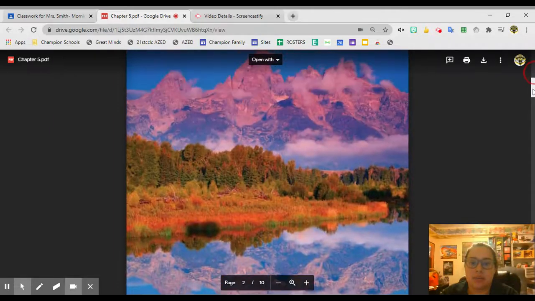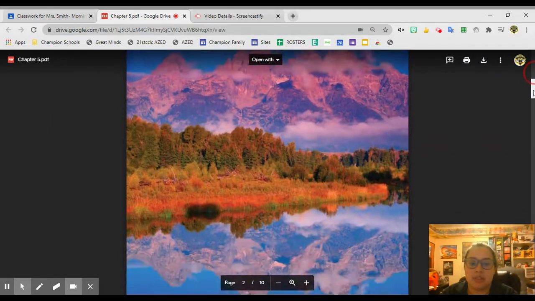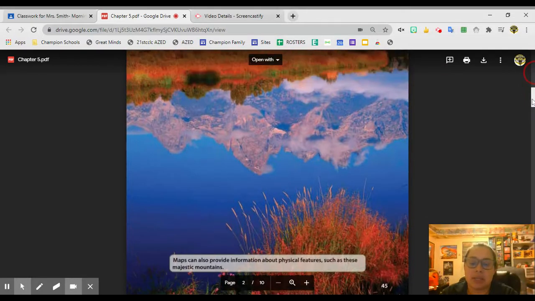And here we have such a beautiful picture. Almost looks like a Bob Ross painting. Maps can also provide information about physical features, such as these majestic mountains. Now, the reason why this is useful is, let's say you are looking at a map and you think, okay, I'm going to travel from this state to this state. Hey, why can't I just go straight through? Well, maybe because the map's not showing you a mountain right there or a river. How are you just going to go through that? So that's where physical maps come in.